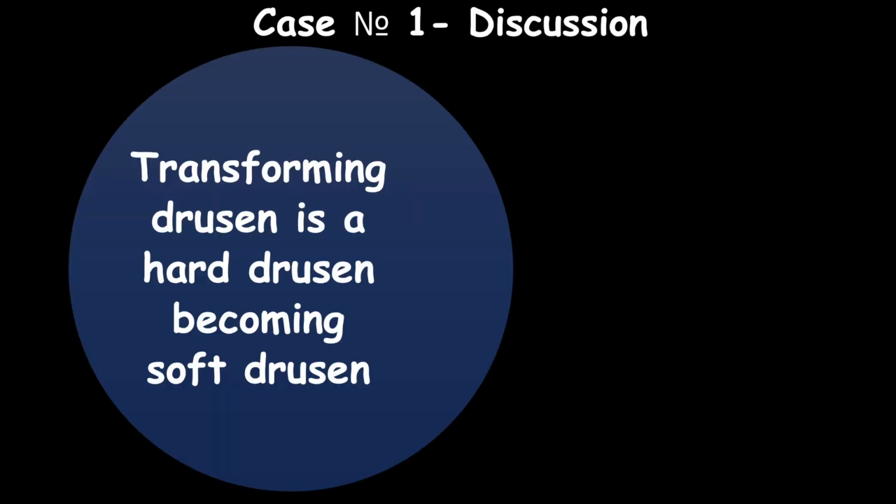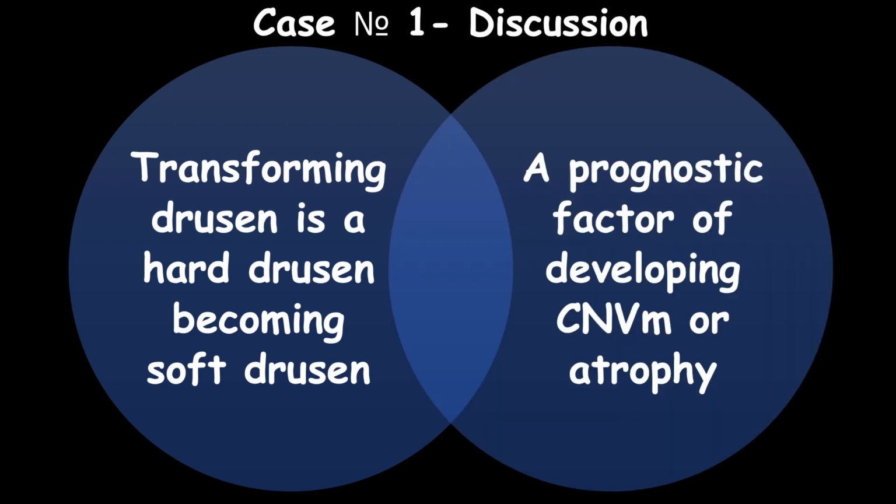Transforming drusen are heterogeneous sub-RPE deposits, which usually are a sign of hard drusen becoming soft drusen. They vary in size, and usually they are a prognostic factor of developing choroidal neovascularization or atrophy, as in this case, where the ellipsoid zone is disturbed, causing reduction of vision with marked RPE atrophy.